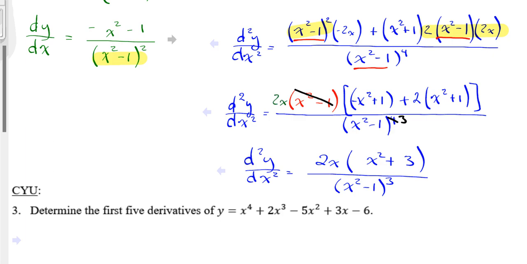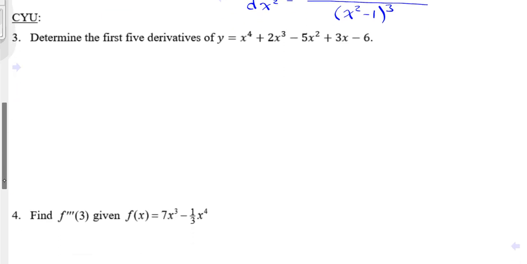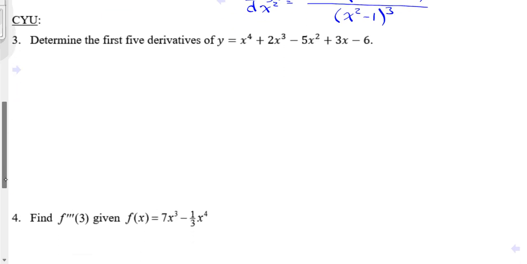Any questions? All right, I'll give you some time on the next couple questions. Number 3, we'll find the first 5 derivatives. Number 4, we'll find the third derivative.